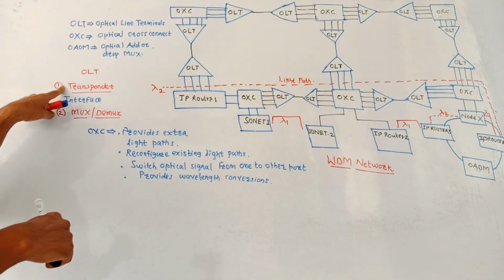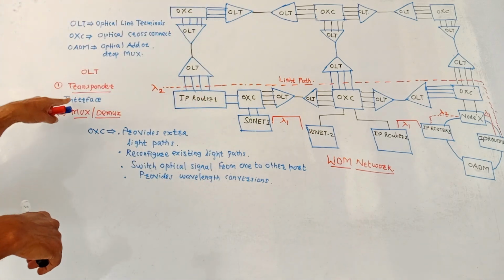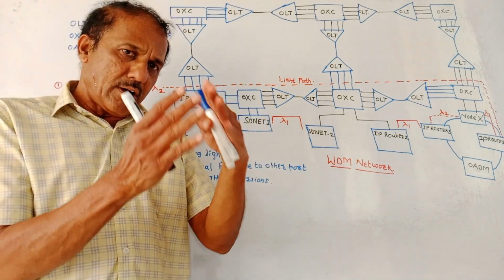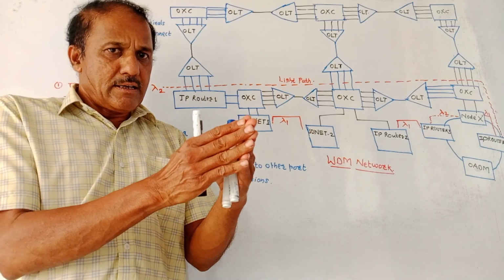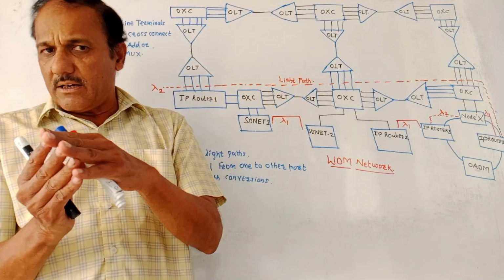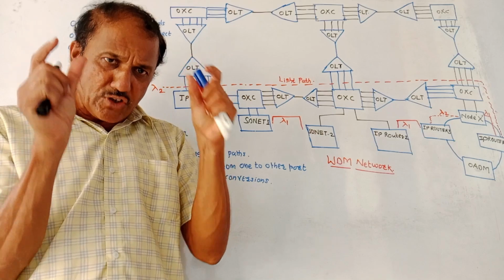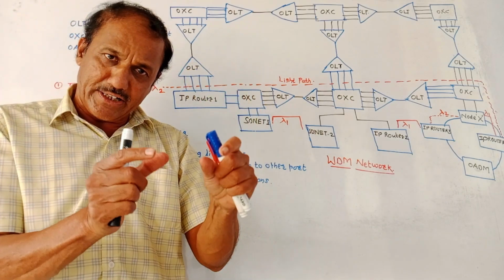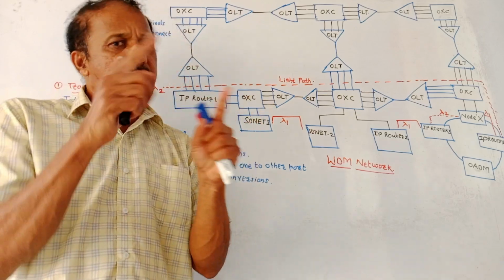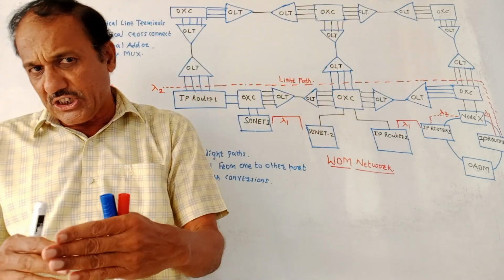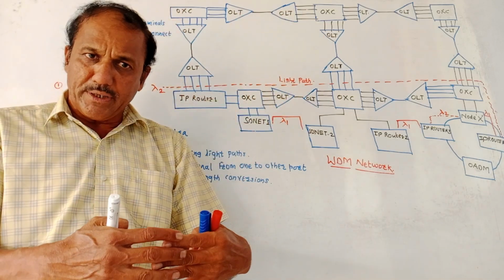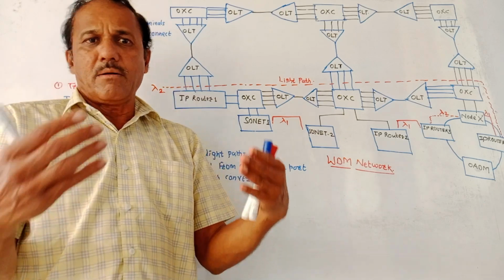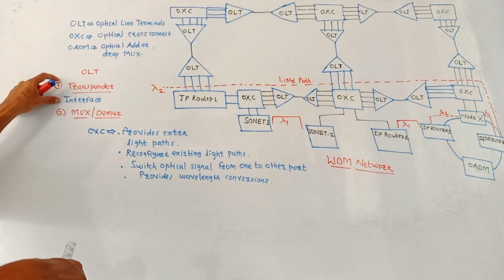OLT consists of transponder and mux or demux. This transponder, as I said, provides the interface between optical link and clients in one direction as well as in reverse direction. So the major function of a transponder is to convert the signals from the client in a suitable form which is required for the optical link. In the reverse direction, it takes the signals from the optical link and converts them back in the suitable form which is required by the client. So this is the major function of the transponder.